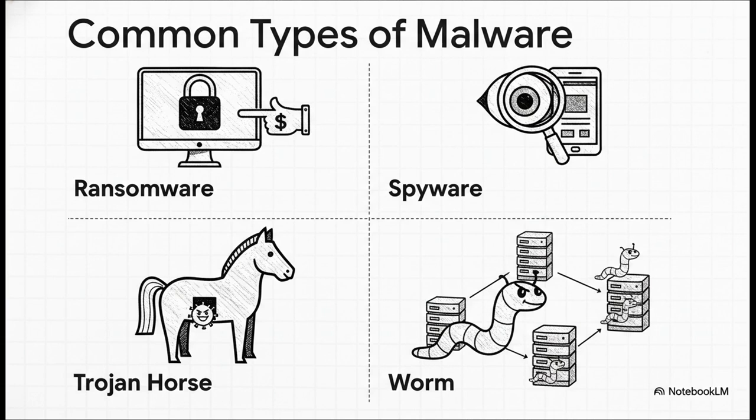You've got ransomware, which locks up all your files or a whole hospital's systems and demands a huge payment. Spyware secretly sits on your machine and just watches everything you do. A Trojan horse is sneaky, it pretends to be a legit program to get you to let it in. And a worm is fascinating. It can copy itself and spread across a network all on its own.